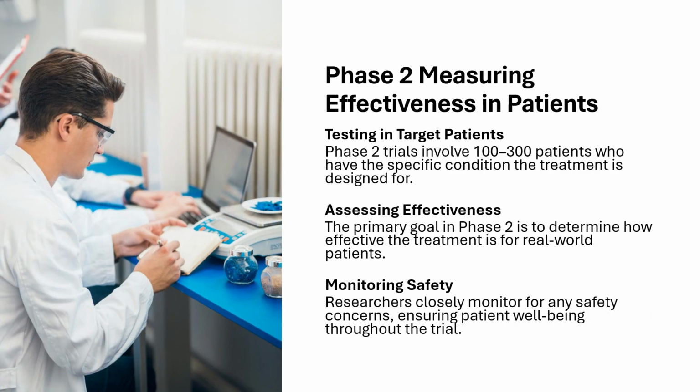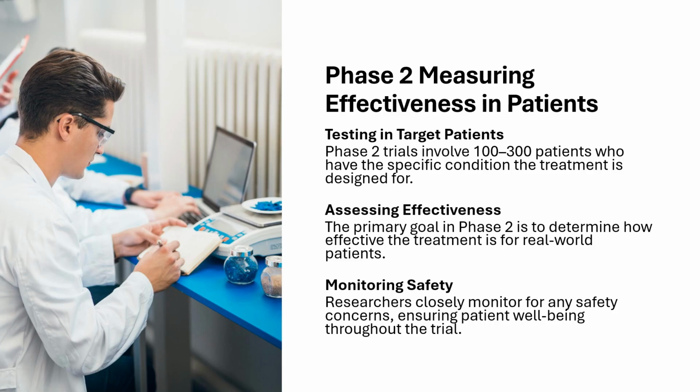After confirming safety in Phase 1, the treatment moves into Phase 2 trials, which typically involve 100 to 300 patients who have the actual medical condition the treatment is meant to address. Now, unlike Phase 1, which may involve healthy volunteers, Phase 2 tests how the drug works in real patients. This is where we start to see whether the treatment could have therapeutic value in the real world.